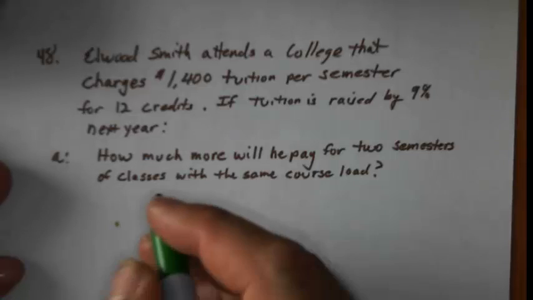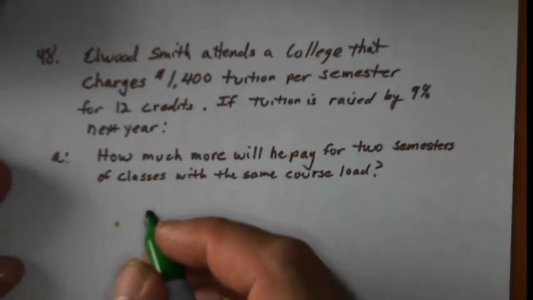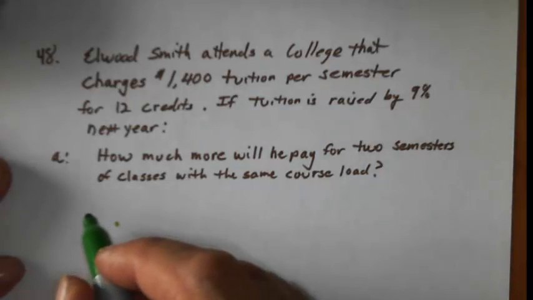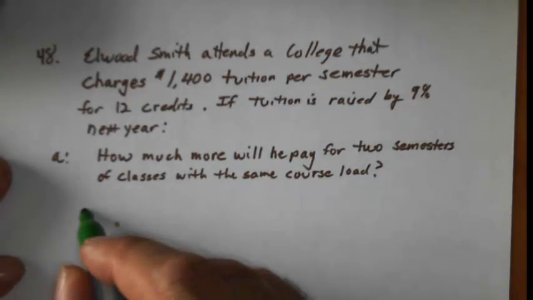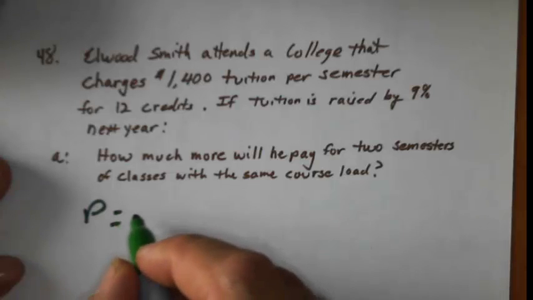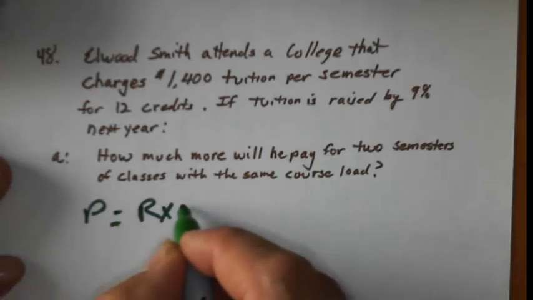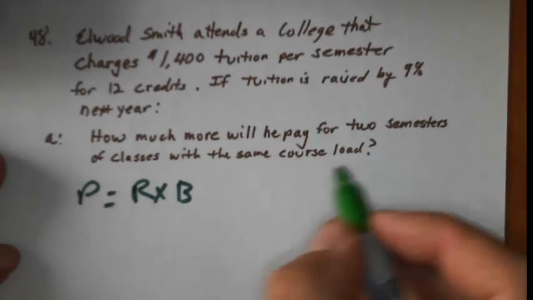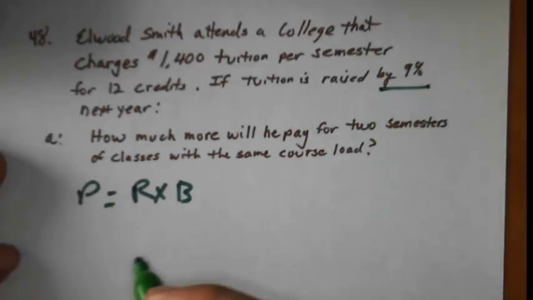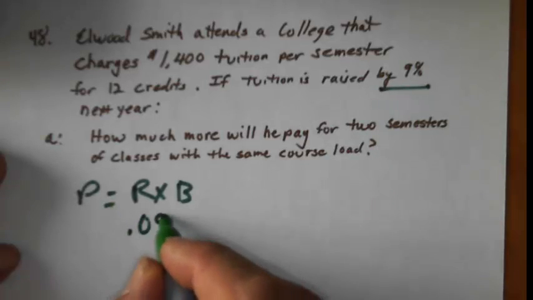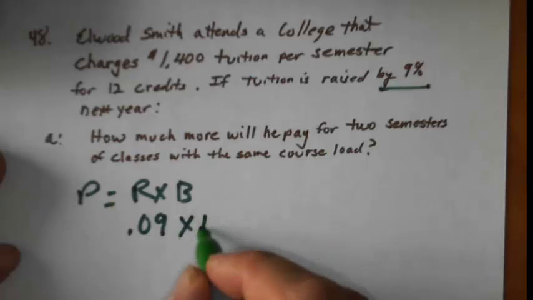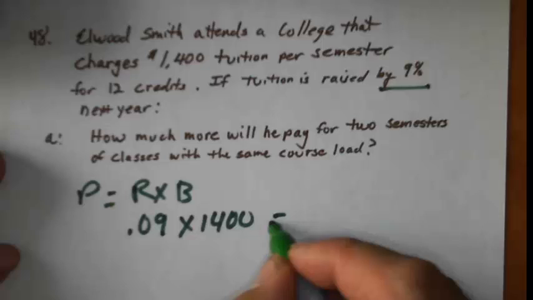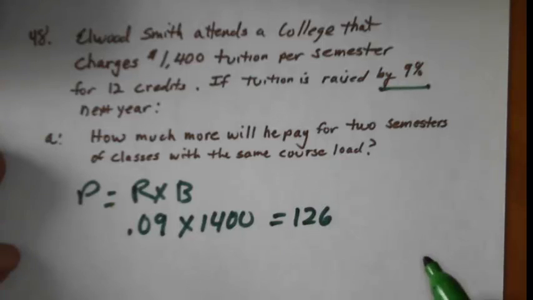All right, so basically what we're doing here is that we're going to just simply change the percent to a decimal. So we're going to plug it into your percentage. Then it is going to be your rate times your base. So that's your formula you're going to use. So you change this to a decimal. 9% is going to become 0.09, and you're going to times that by the 1,400. Okay, pretty straightforward. If you do that, you're going to get 126.